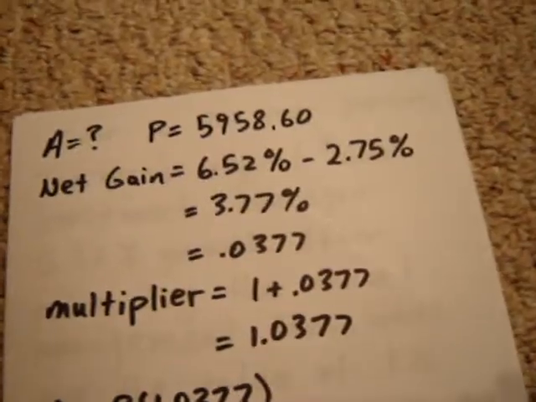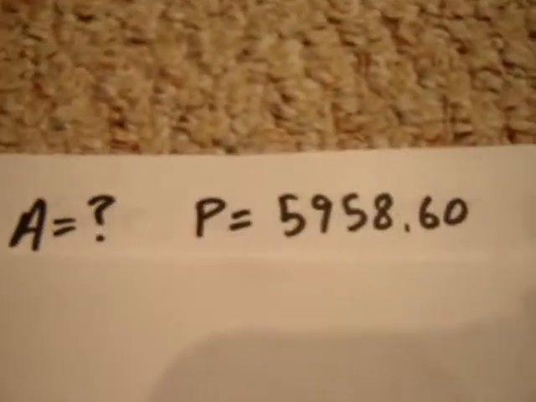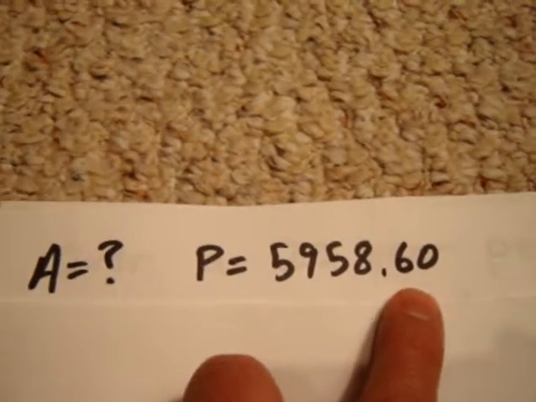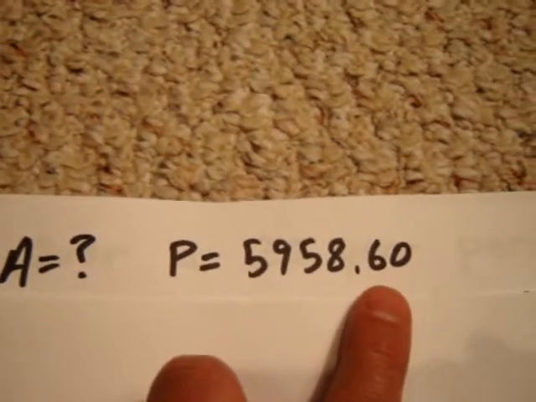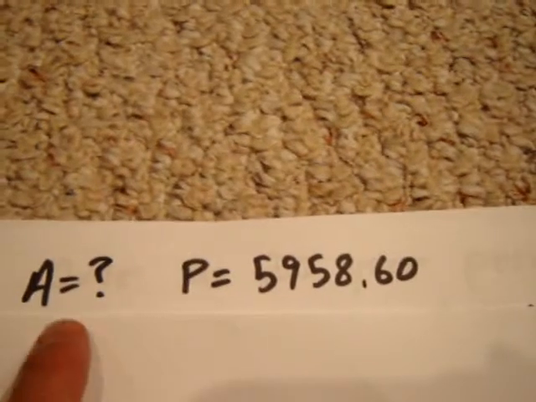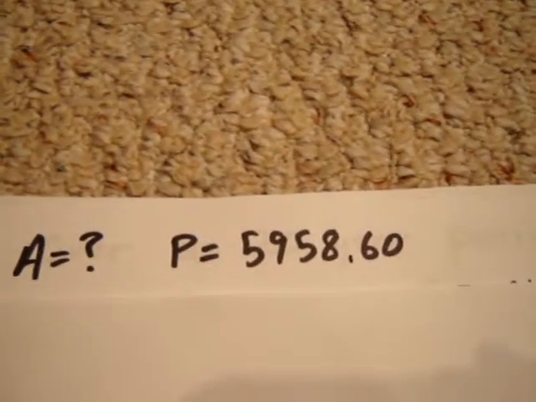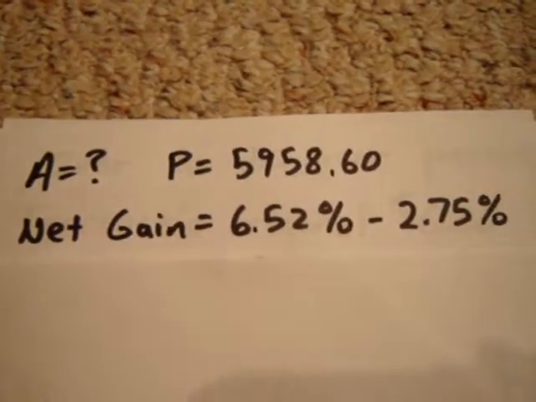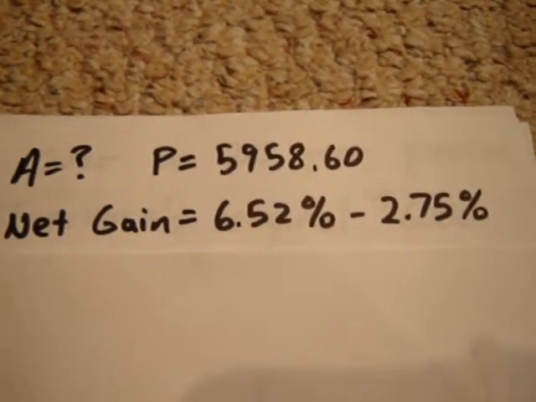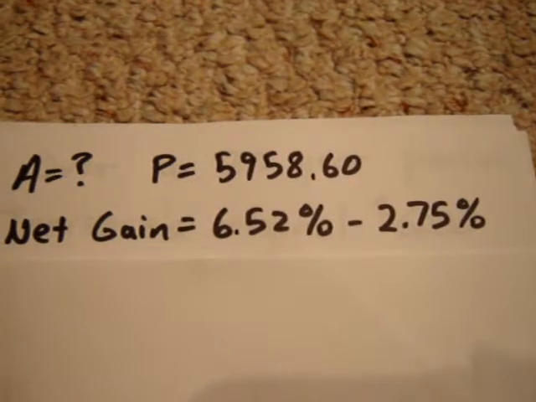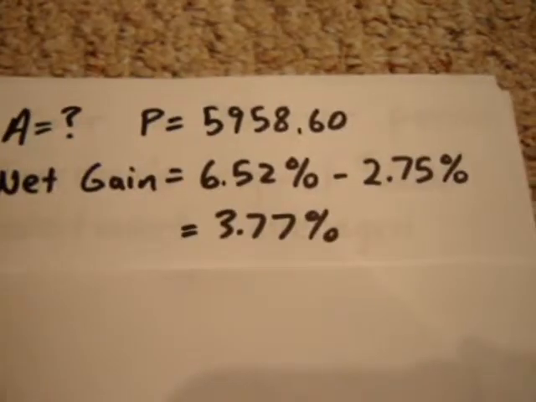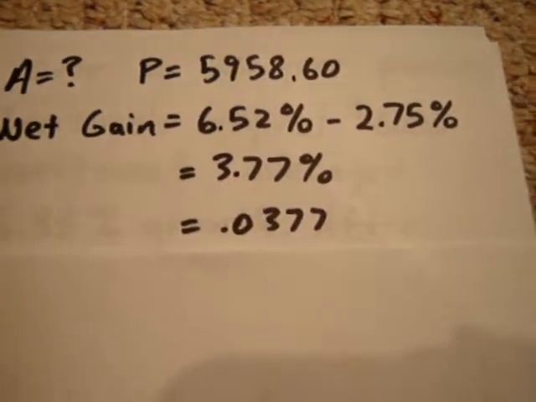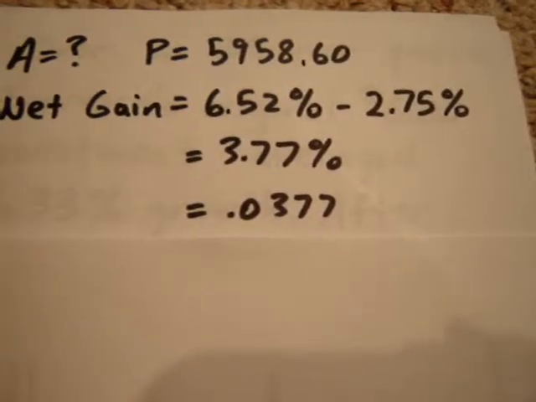So we know that at the start of the second year, Terrence began with $5,958.60, because remember, it went down a bit in that first year. And we're looking for his final amount. We try to figure out his net gain for the second year. His net gain is 6.52% minus the administrative fee of 2.75%, which is 3.77%. We express that as a decimal, 0.0377.